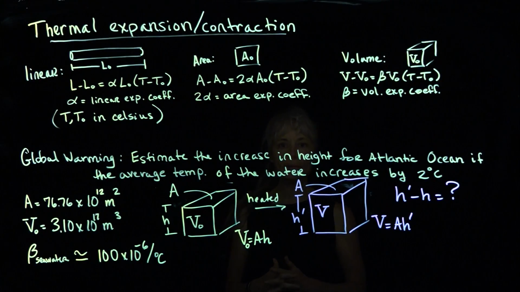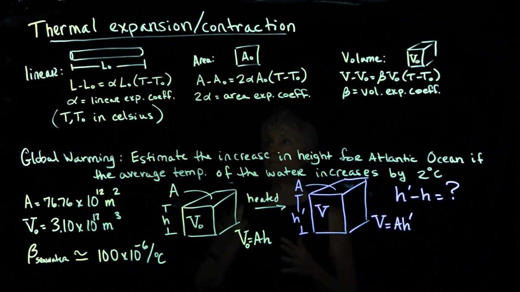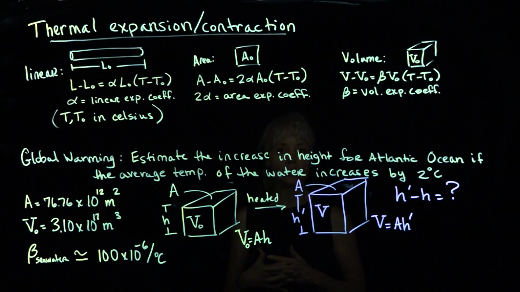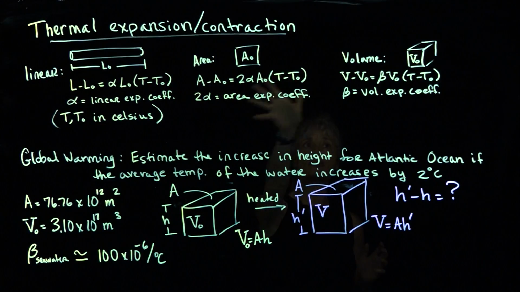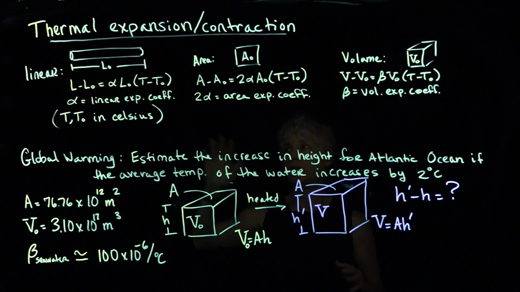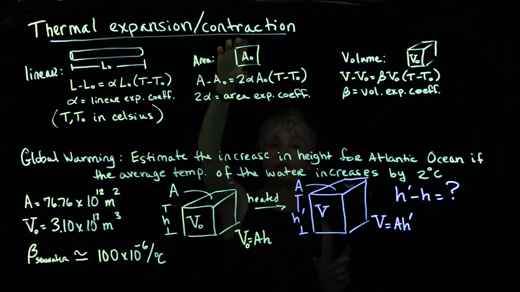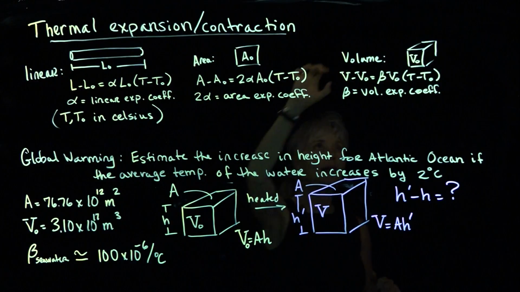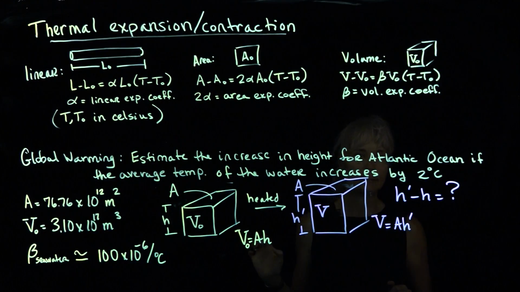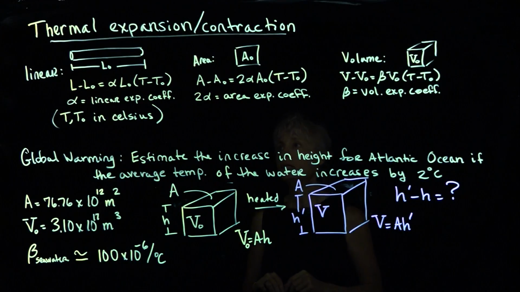Hello and welcome back. In this video, continuing our discussion of Chapter 13, we'll talk about thermal expansion and contraction. So I have three different dimensional objects up on the board here. I've got a linear object. You can think of this as a long, thin rod. I've got an object that is two-dimensional, like a thin sheet. And then I have a three-dimensional object, like a parallelepiped-shaped object.